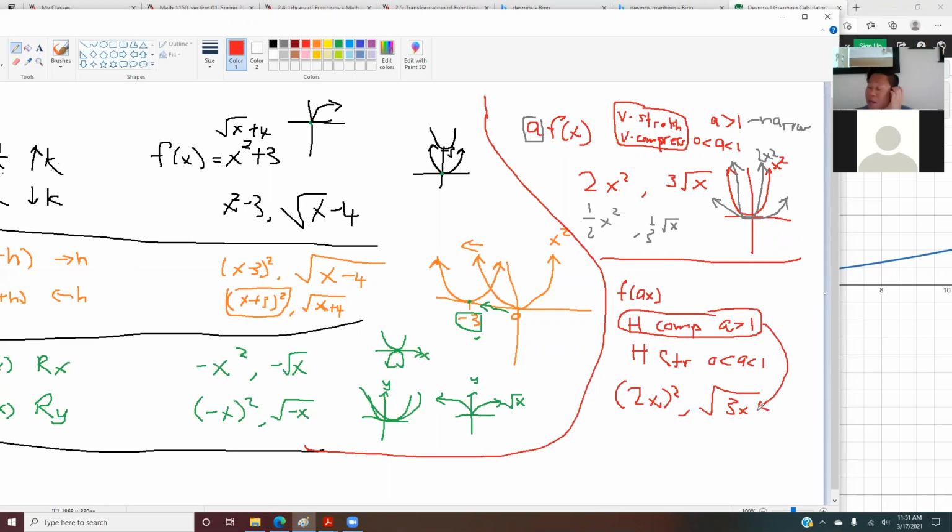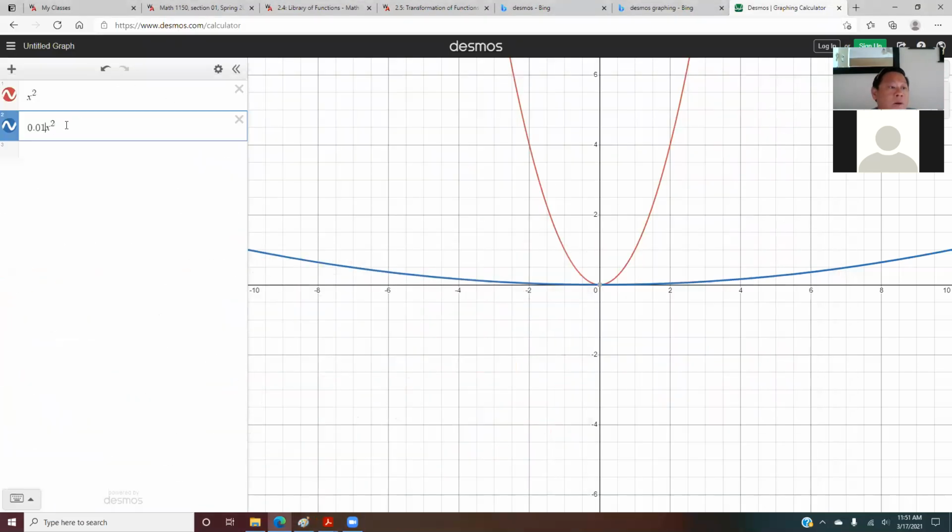So what happens when you have a horizontal compress is you take something here and you try to horizontally compress it. So you press all the way in. So your graph will get narrower. So for example, it needs a parenthesis.